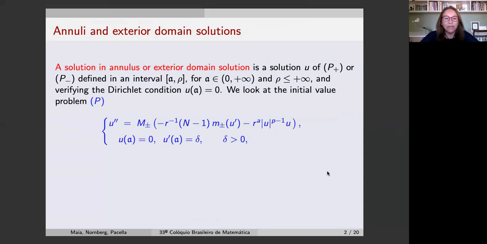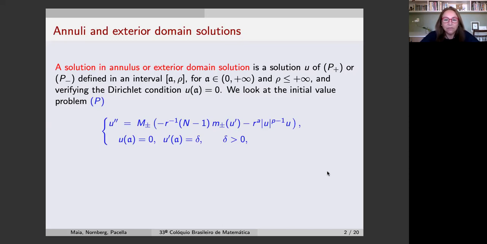Annuli and exterior domain solutions. A solution in an annulus or exterior domain solution is a solution u of Pucci plus or Pucci minus defined in an interval (a, rho), for a positive real number a and rho a positive real number or plus infinity, verifying the Dirichlet condition u(a) equals 0.